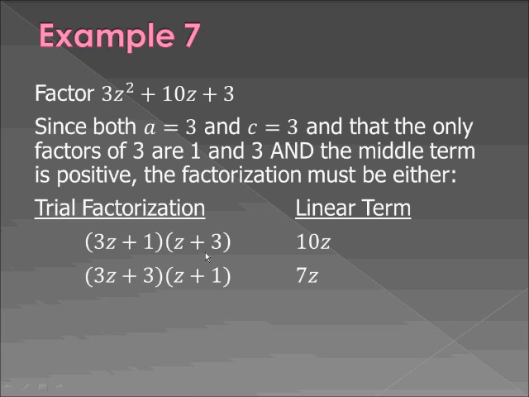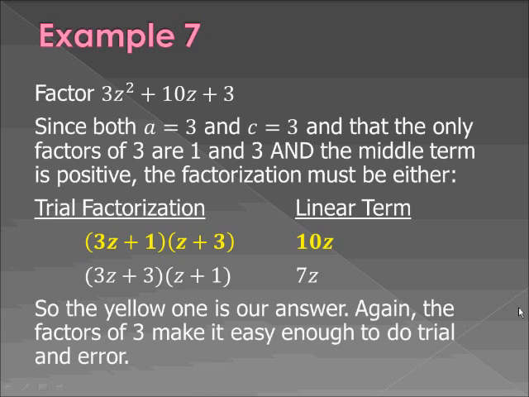You don't have to worry about using negative signs to generate the positive c because you know the linear term is positive. So you have to have two positives. Based on choosing one of these two, you're going to choose this one because that's 10z. What you can do, and I'll show you in class, is write out the 3z and a z, then try the 3 and 1 there, and try to cross them until you see a combination that gives you the sum of the linear term that you need. Again, I'll show you that in class. So again, the yellow one is our answer. Factors of 3 make it easy enough to do the trial and error.